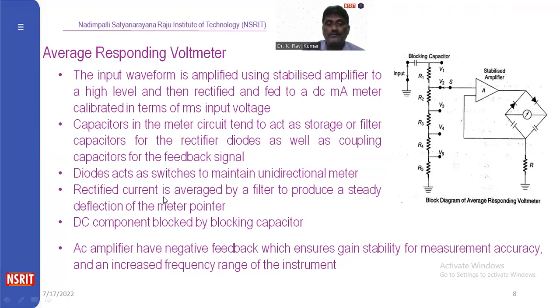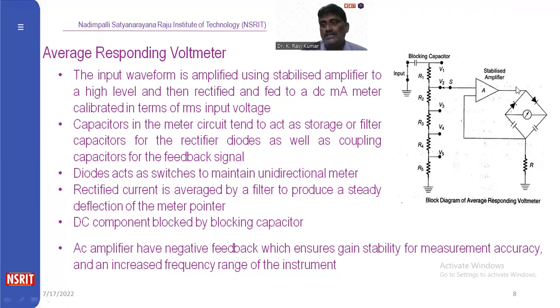A rectified circuit is averaged by a filter to produce a steady deflection of the meter pointer. The DC component is blocked by the blocking capacitor. Actually, we are applying the AC signal. If you apply the AC signal, the scale will move positive and negative, front and back. Some deflection will occur.